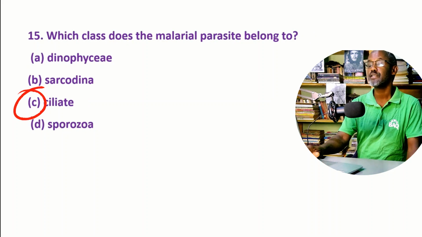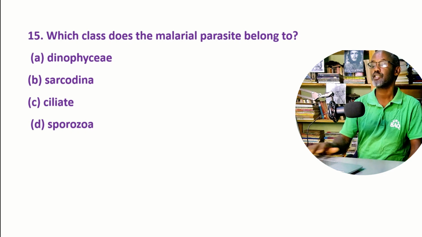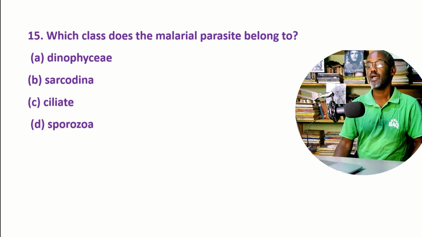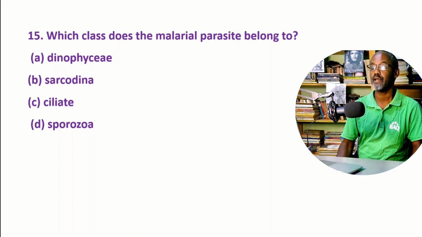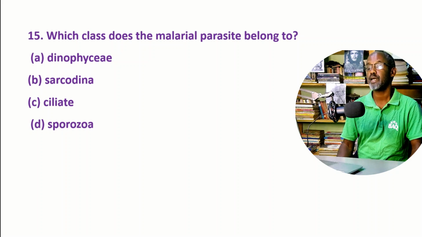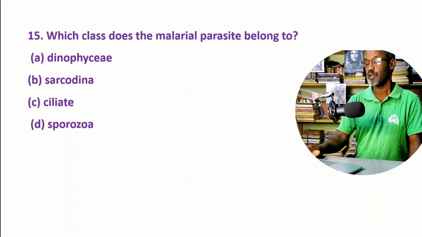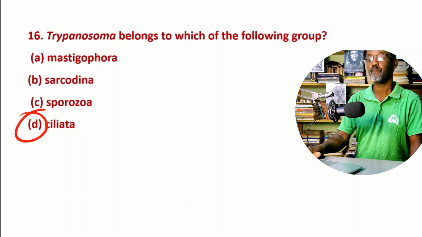Which class does the malarial parasite belong to? A. Dinophysae. B. Sarcodina. C. Ciliate. D. Sporozoa. The malarial parasite is known as Plasmodium. It belongs to D. Sporozoa.